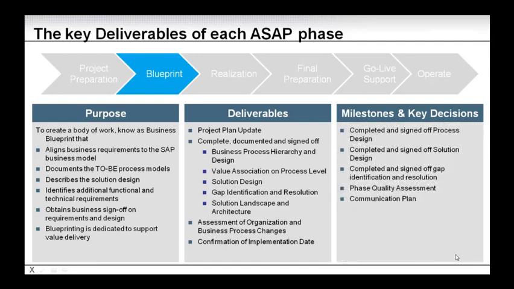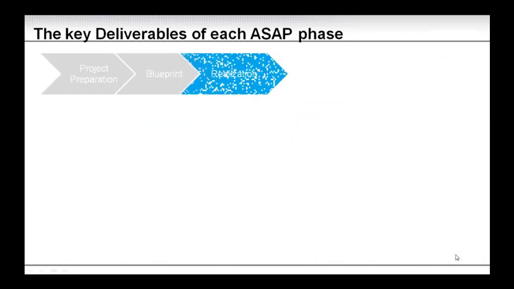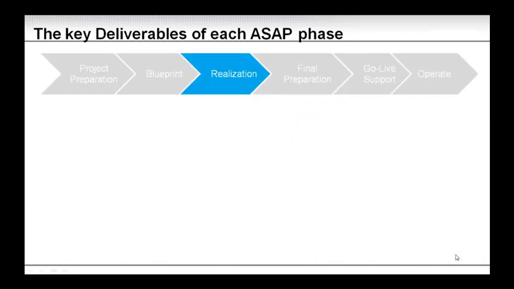Key decisions and milestones. So we need to definitely complete and sign off the process design, including the solution design. We need to complete and sign off gap identification and resolution. We need to do our quality assessment. This is from the previous phase. And we need to now start having our communication plan and execute our communication plan. Moving into realization.